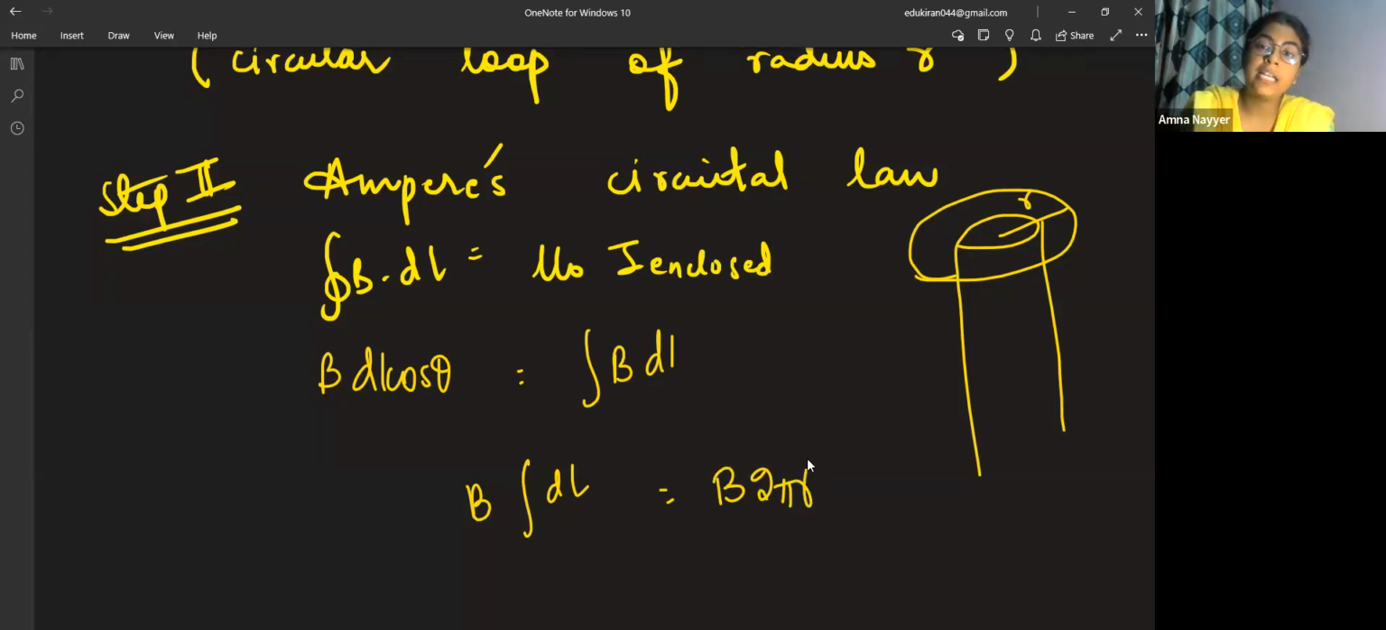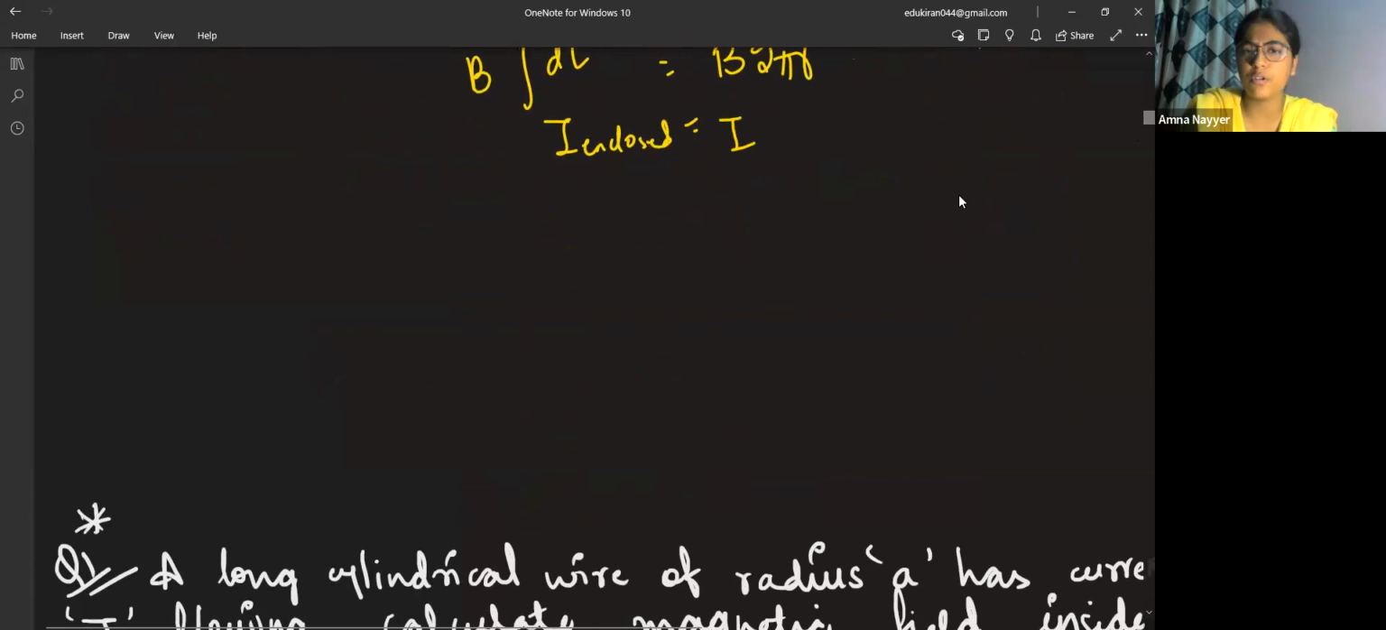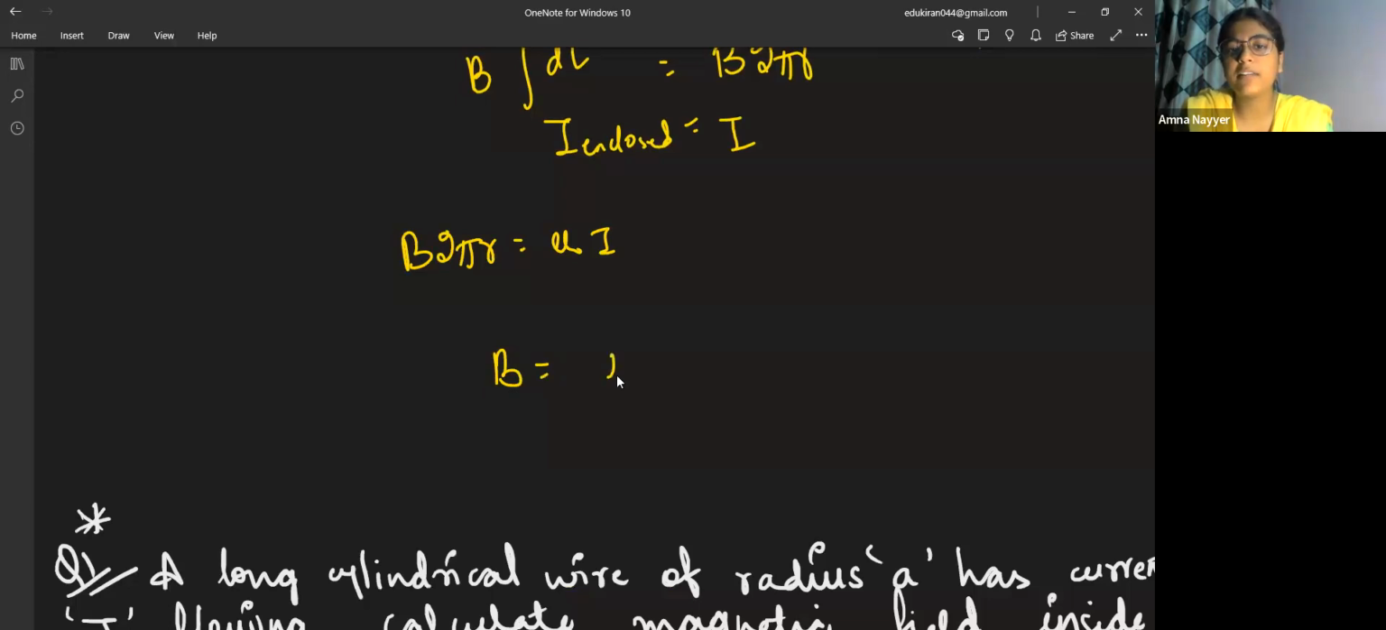Now let's say the current is I enclosed. This type of question is here. In the form of a question we will do it properly, but the basic steps you all should know. So we can write B into 2 pi R is equal to mu naught I. Ultimately, we have to find out the magnetic field in every question. So that becomes mu naught I by 2 pi R.